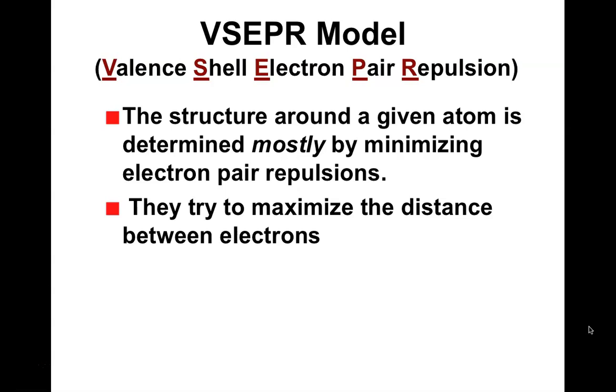When we were writing our dot structures two-dimensionally, I asked you to place your outside atoms as far apart from each other as possible. Well, this model, VSEPR, helps us explain why that is. We want the maximum distance between bonded electrons as well as lone pair electrons, but keep in mind we are focusing on the central atom.